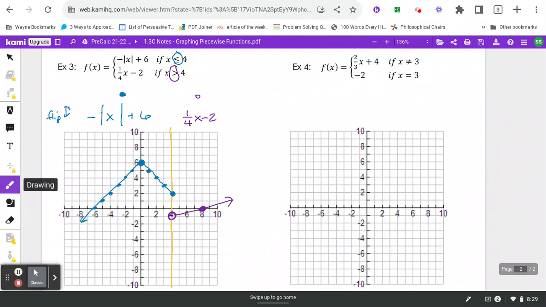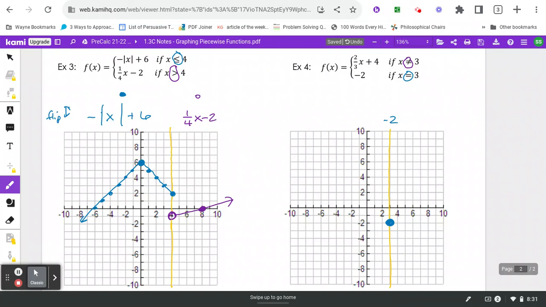Next one, you're going to have your line at 3. All right, for this one, you have essentially x not equal to 3. So that's everywhere else. And then you have x equal to 3. So for x equal to 3, let's do a blue color here. For x equal to 3, it's going to be exactly on this line. So I just need a -2 on that line. So -2 right there. And then what it's saying, for everywhere else on the graph besides the yellow line, we're going to have to draw 2/3 x plus 4.